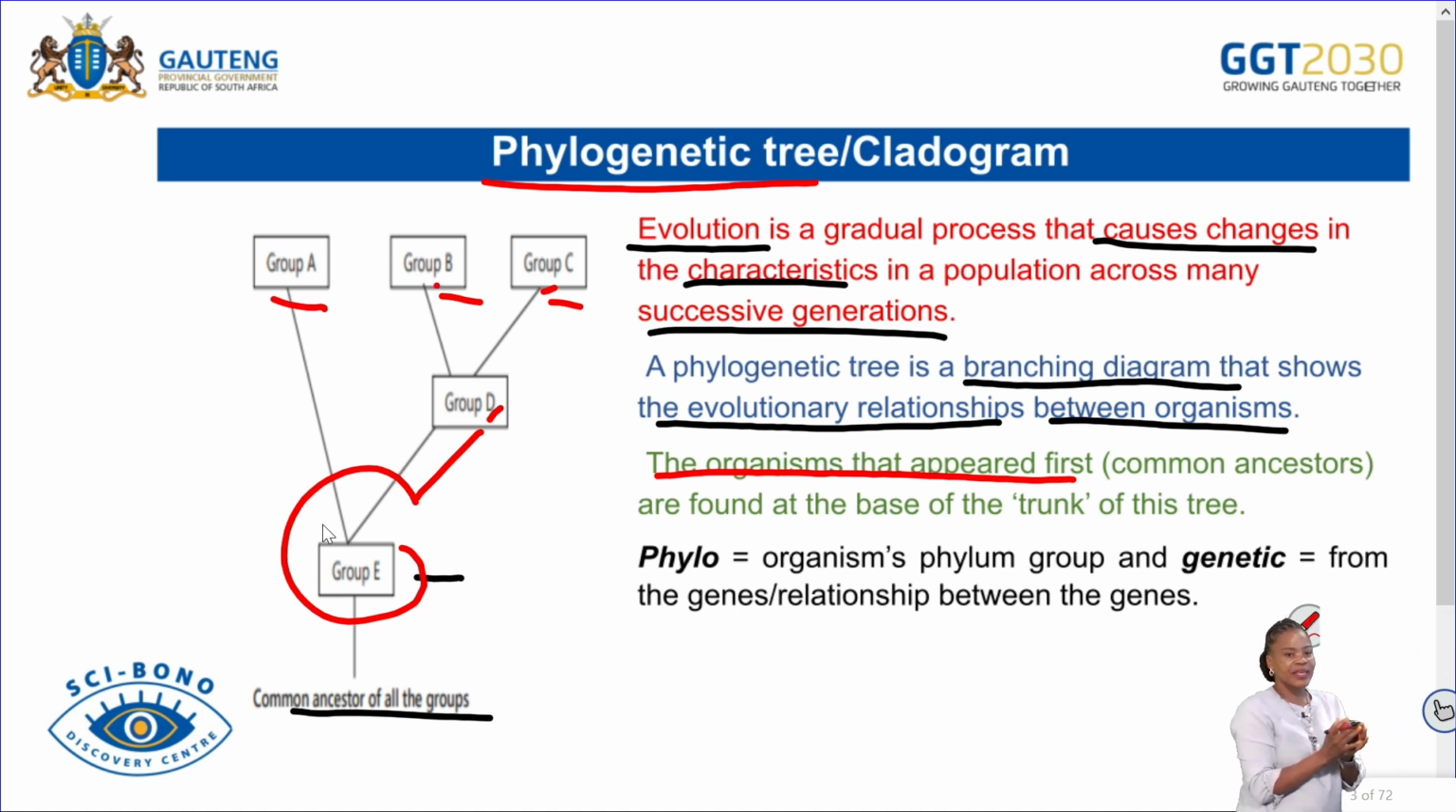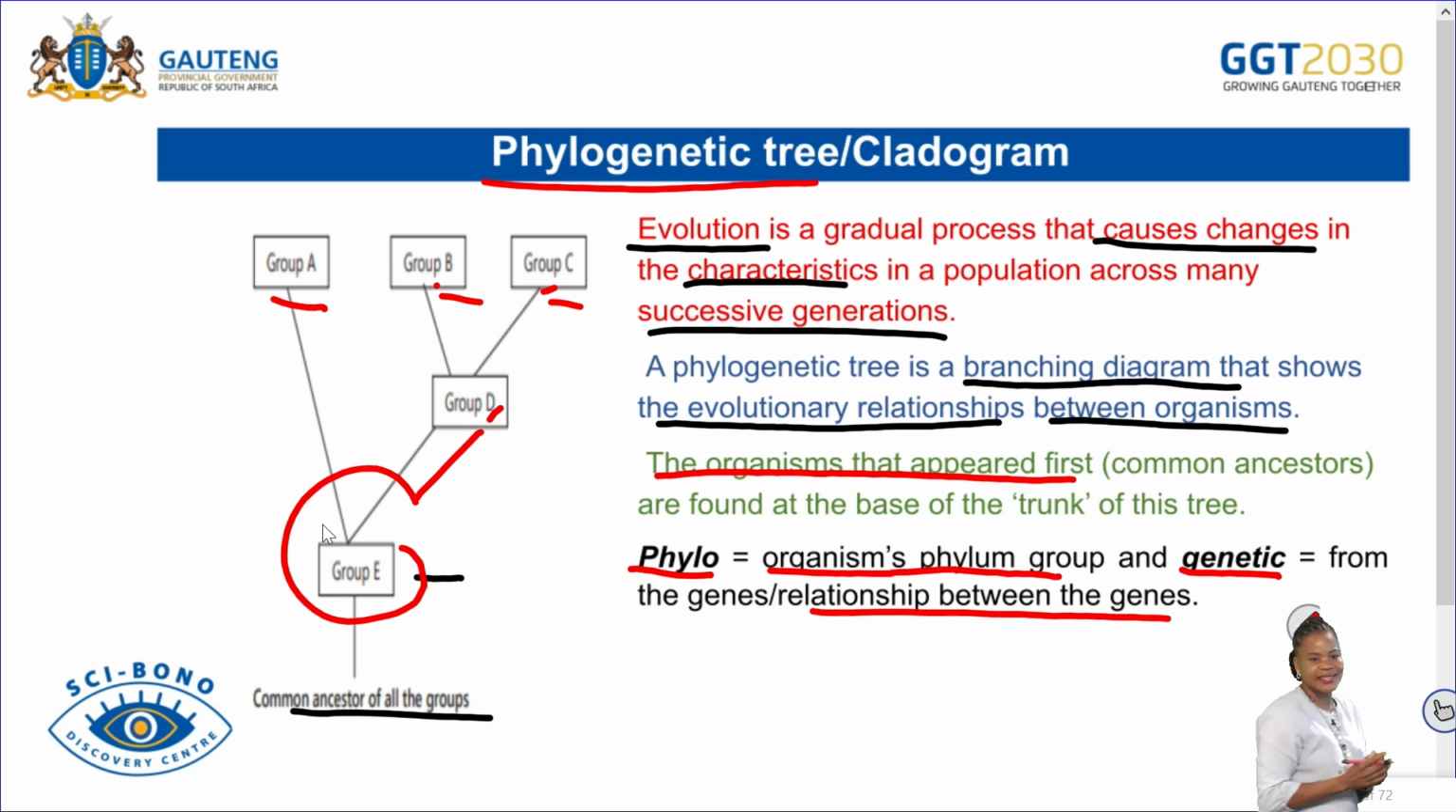Now, let us break down the terminology, which is phylogenetic tree. Phylo means organisms, phylum, a group. And then genetic means the genes or the relationship between the genes. So this is how phylogenetic has been broken down, with the phylo meaning the organisms, phylum, group, and then the genetic, which means the genes or the relationship between the organisms.